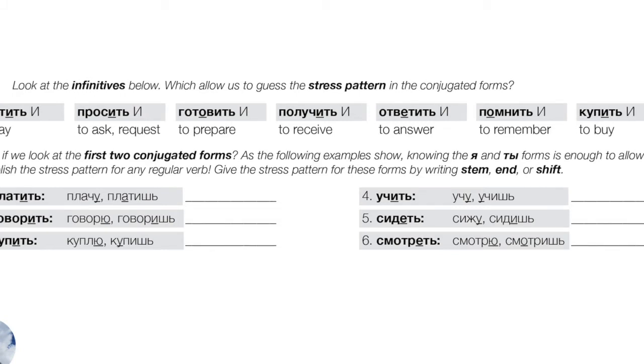Sizhu, sidish, sidit, sidim, sidite, sidyat. Number six, smotret', smotryu, smotrish. Okay, shifting stress. So the pattern will be smotryu, but then shifting back. Smotrish, smotrit, smotrim, smotrite, smotryat.